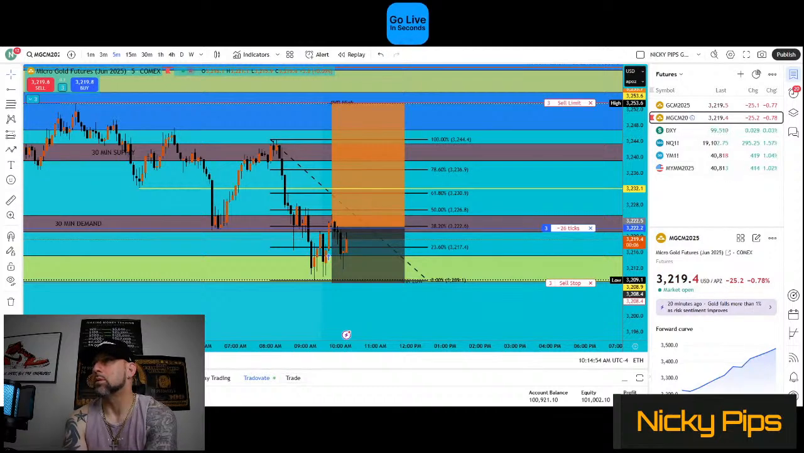We'll see how this candle closes here. Okay, there we go. Let's see if it's going to push back up into that 38.2 20% bid area.